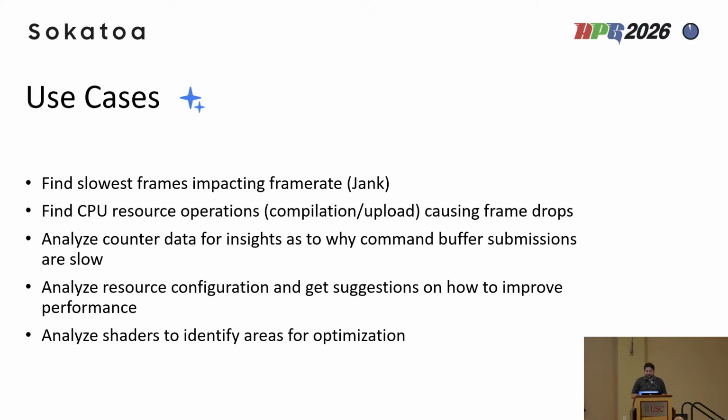So what are some use cases you might use this for? Here's a list that I've included, but it's really not limited to this. You can quickly find jank frames in your scene capture, determining what CPU resource operations are likely the cause of your dropped frames, analyzing counter data for insights as to why your GPU submissions are executing slowly. You can analyze resource configurations to get suggestions on how to improve performance, such as texture formats, compression, dependencies, and synchronization. Analyze shader code to identify areas of optimization, such as load store patterns, and many others that I'm sure you're all thinking about while I'm reading the list here.